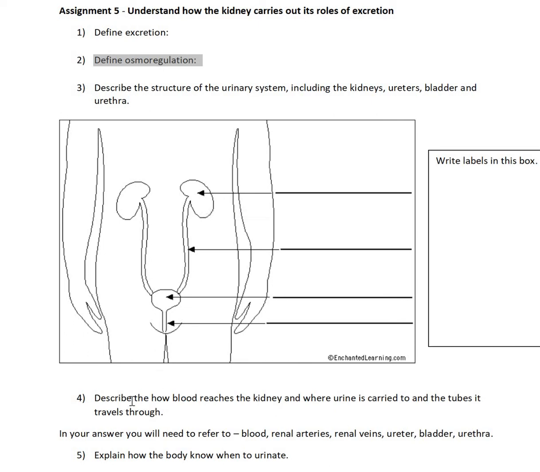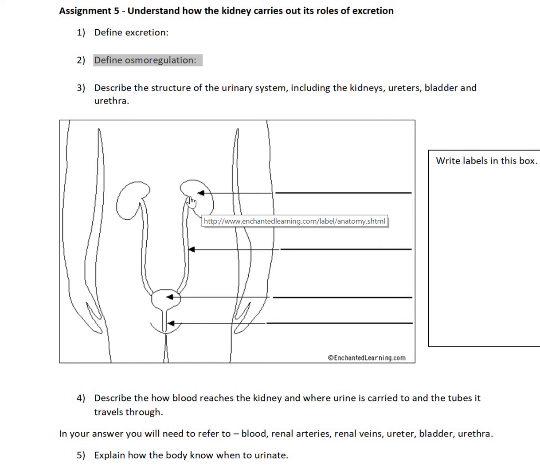Okay, question number 4. Describe how the blood reaches the kidney and where urine is carried to and the tubes that it travels to. So, blood reaches the kidney via the renal artery. When it enters the kidney, it enters a network of tubes called a glomerulus. That's some capillaries. Those capillaries lead into something called a Bowman's capsule, at which point the constituents of the blood will be filtered. So what that will end up doing is beginning to form a urine.